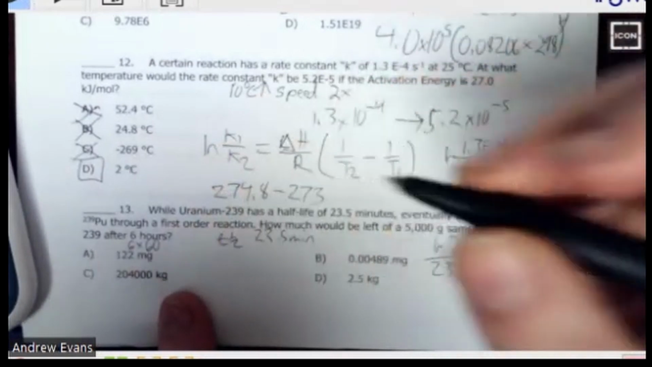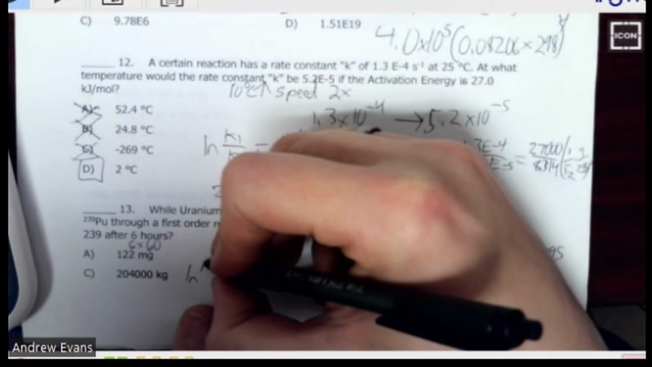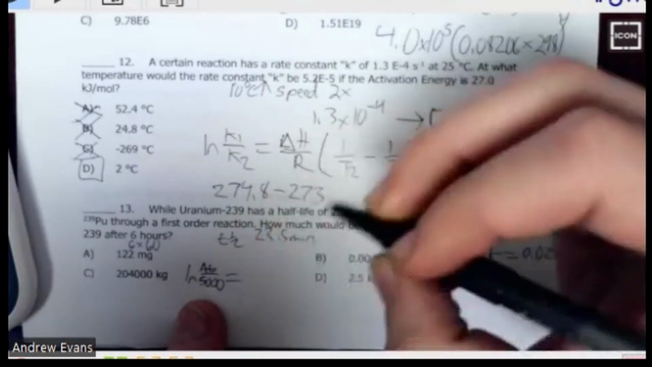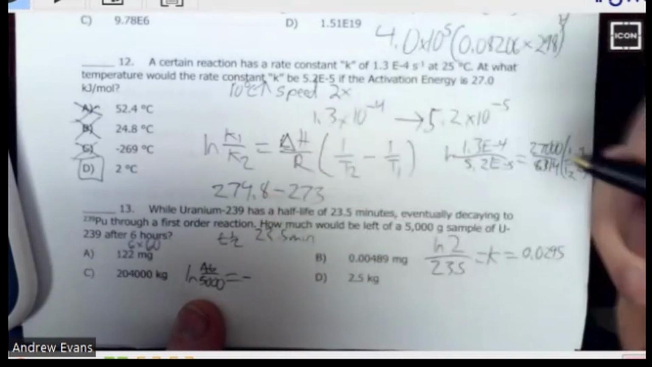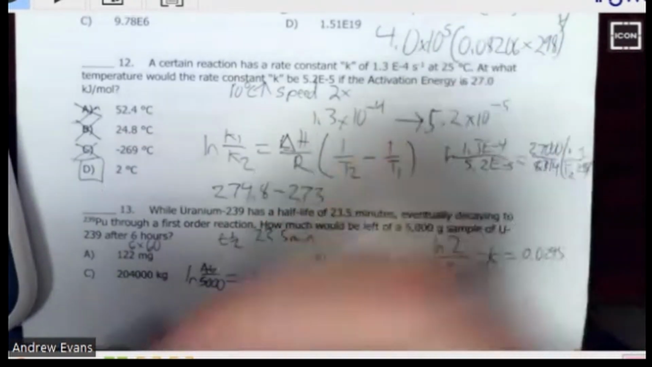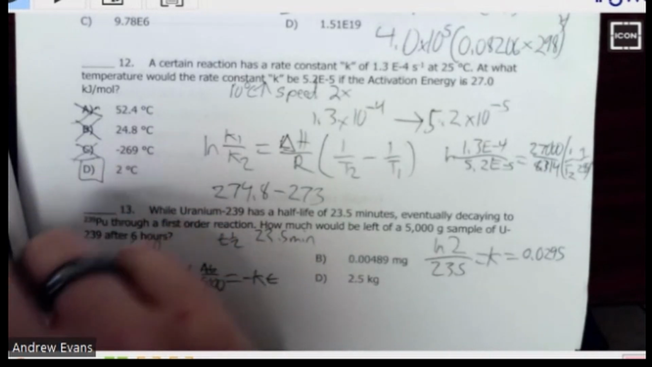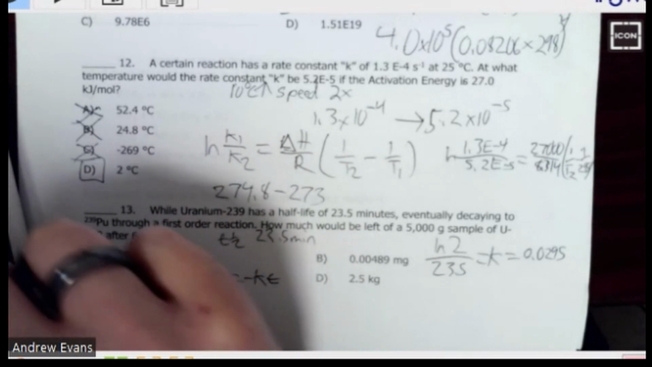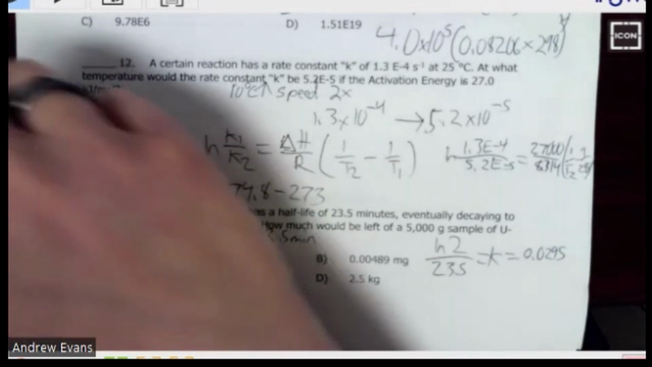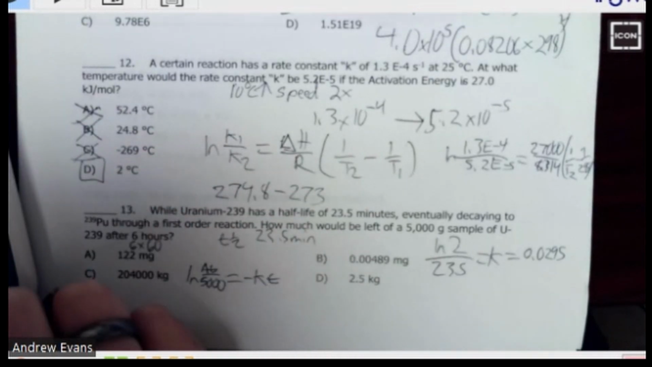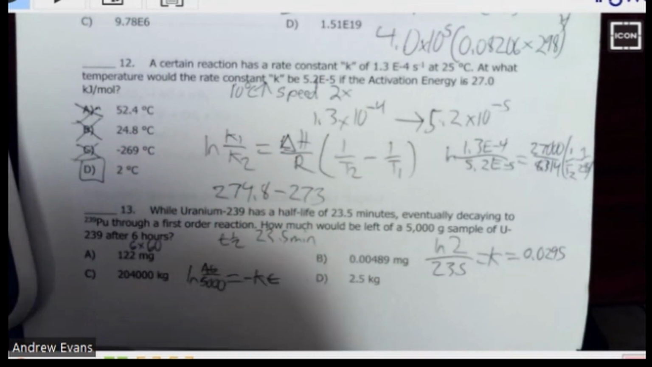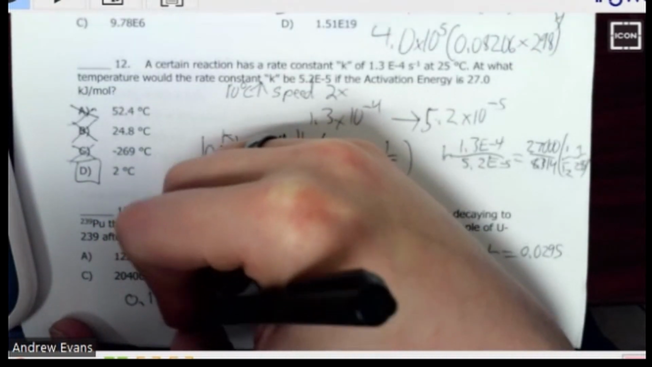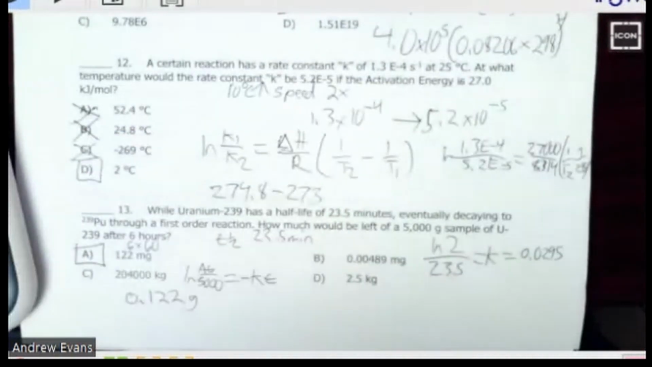Now, ln of A sub T over 5,000 equals negative KT. So our K times our T, which is 6 times 60 times negative 1. We have to do the inverse log of that answer and then multiply by my 5,000 to get my answer. And we would get 0.122 grams, which you turn into 122 milligrams.